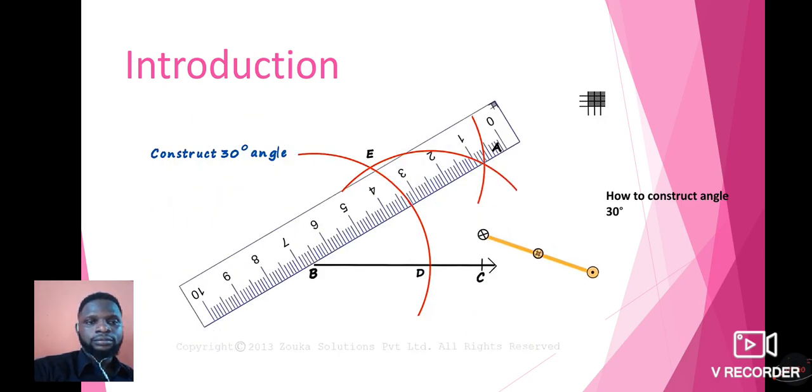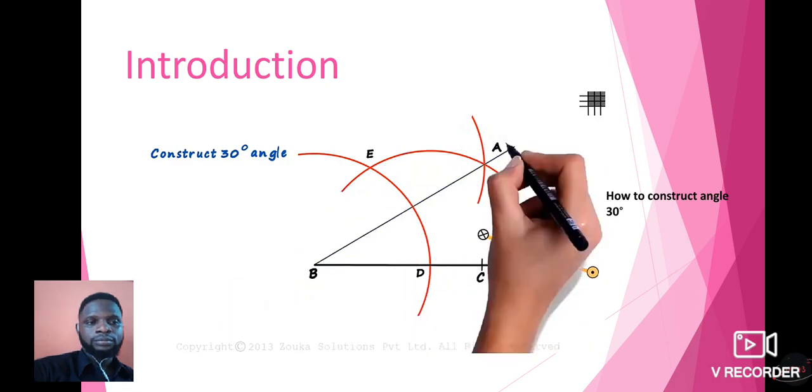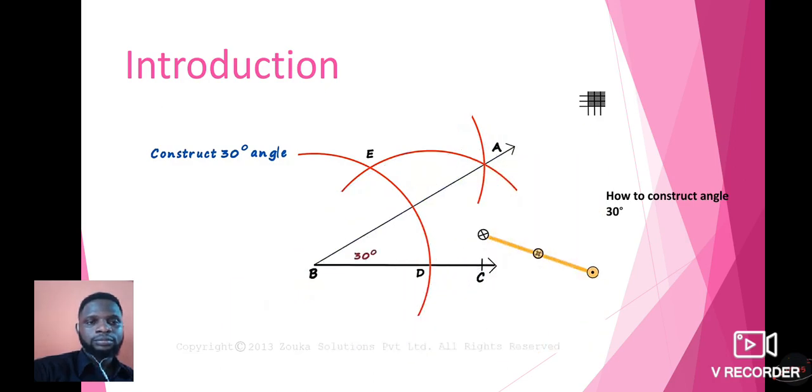We draw a ray starting from point B towards A. And yes, this is a 30-degree angle. Remember, once we make the first arc with the compass, we make two more like this without changing its width. Thank you so much. That is how you can construct a 30 degrees angle.